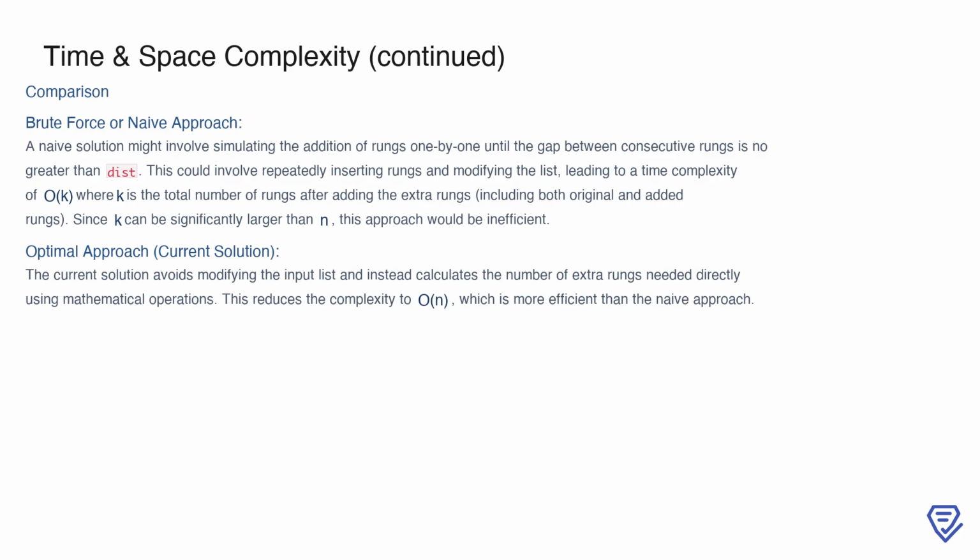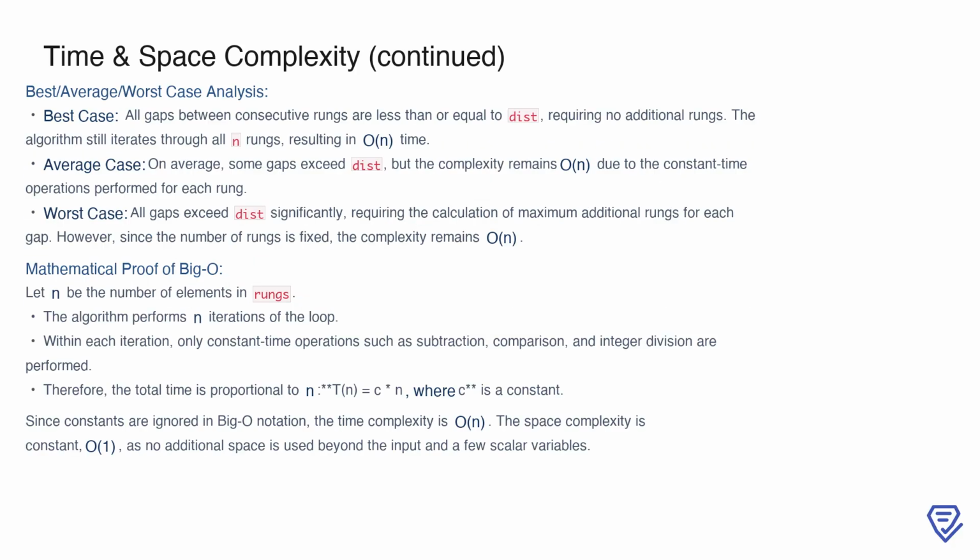In contrast, the optimal solution avoids modifying the input list entirely. Instead, it directly calculates the number of additional rungs required for each gap using mathematical operations. This approach reduces the complexity to O(n), which is much more efficient and scalable than the naive method. In the best-case scenario, all gaps between consecutive rungs are already less than or equal to dist, so no additional rungs are required. Even in this case, the algorithm still iterates through all n rungs, resulting in O(n) time.